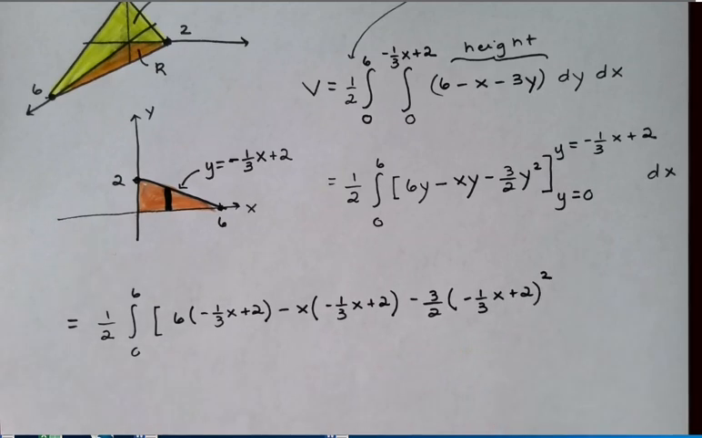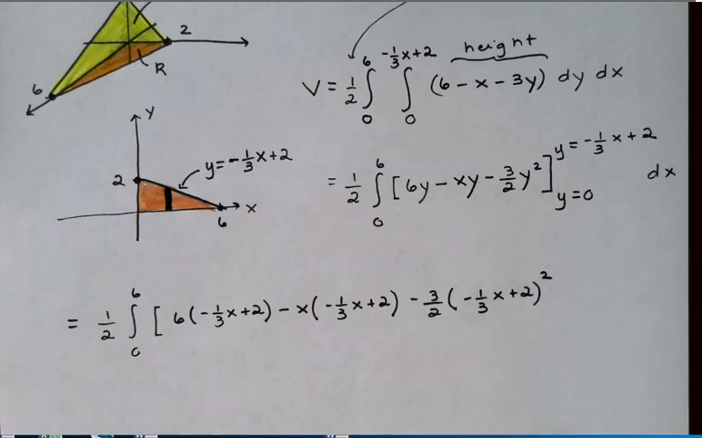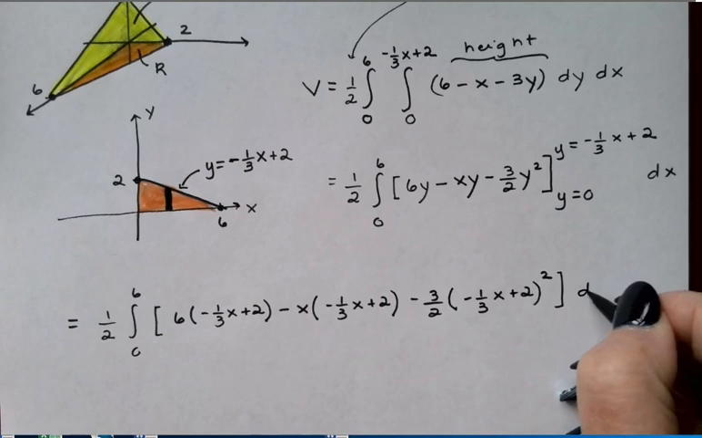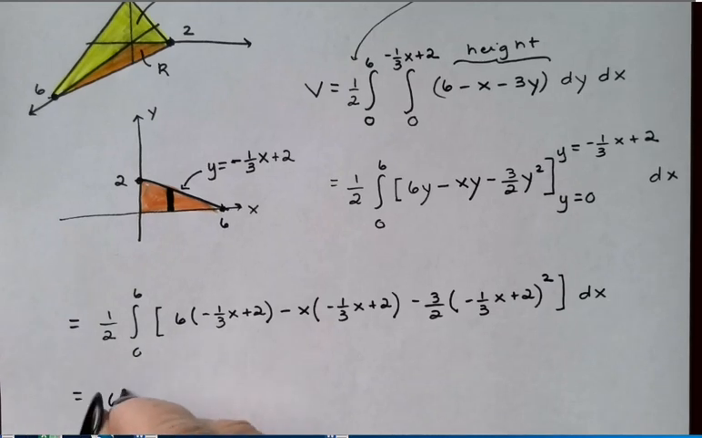Just like that. And then plugging in y equals 0, there's a y in each term, so those are all going to become 0. Don't need to write them. And I have a kind of a big ugly integral, but it's nothing that a calculator minds doing at all. So you can plug that into your calculator to finish it off. And when I did, I actually got 6 for a final answer.